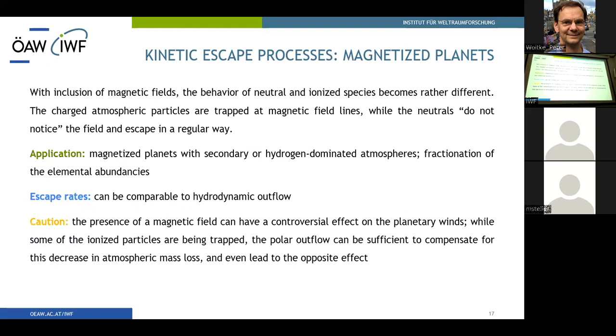So again, the application here is quite clear. It is the magnetized planets with any type of atmosphere. And also such processes are relevant for the fractionation of ions. And the escape rates, for example, in case of the polar outflow, can be comparable to the escape rates in case of the hydrodynamic mass flows.